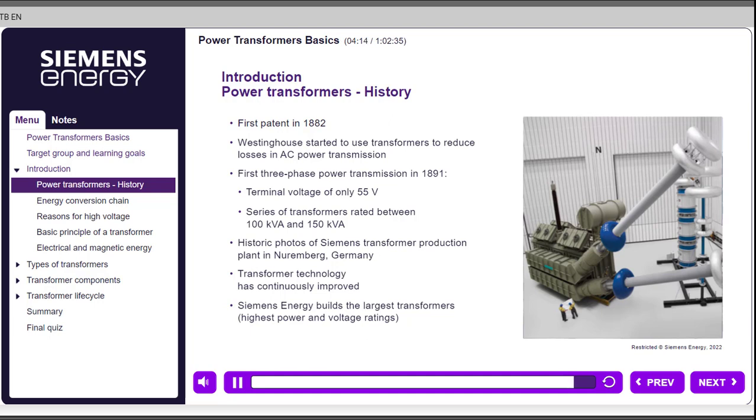After this brief look at the history of transformers, we will now delve more closely into the energy transmission chain and the role of transformers.